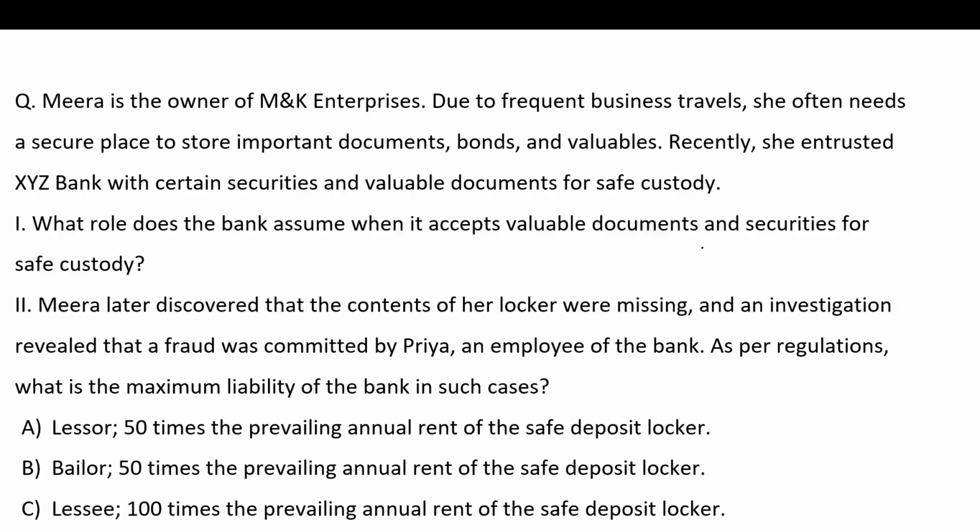So in this case, bank assumes the responsibility of bailee, number one, and number two, the maximum liability of bank in such case will be 100 times of the prevailing annual rent. So D is your correct answer for this question.